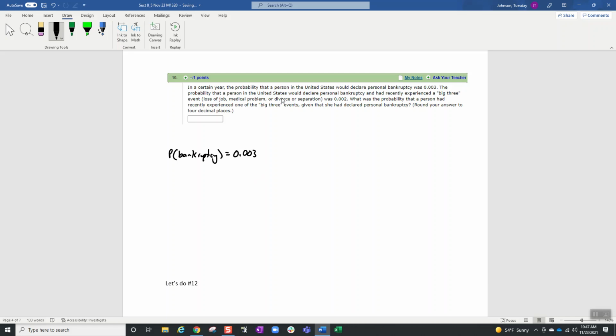The probability that a person in the United States would declare personal bankruptcy and had recently experienced a Big 3 event, so probability of bankruptcy and or intersect a Big 3, was 0.002. What was the probability that a person had recently experienced one of the Big 3 given that she had declared personal bankruptcy?